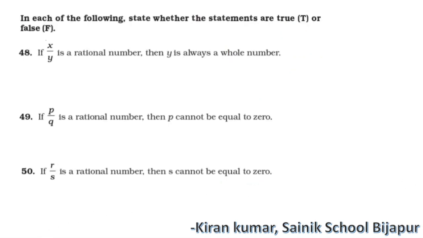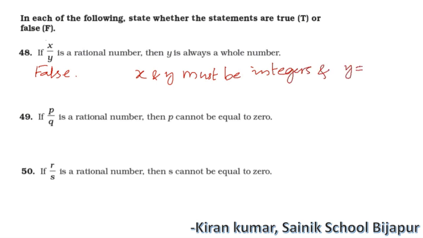Now the next set of questions are related to true or false. If x by y is a rational number, then y is always a whole number. This particular statement is false, because the definition of rational number says that x and y must be integers and the denominator shouldn't be equal to 0. So the y value is always a non-zero integer.